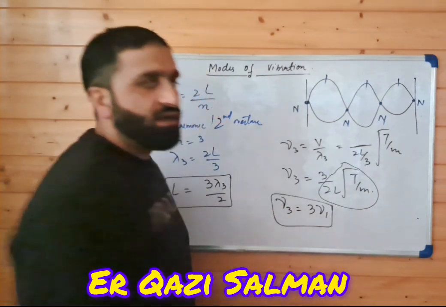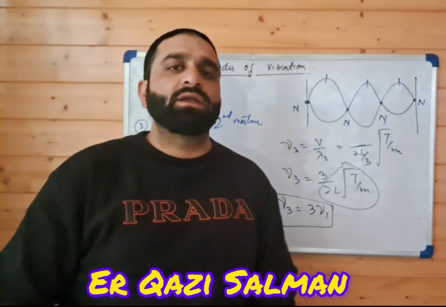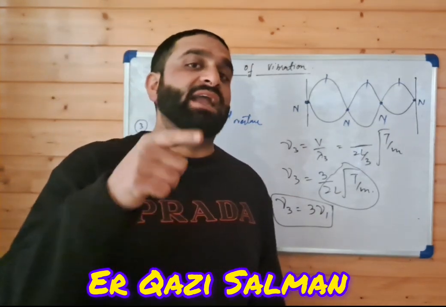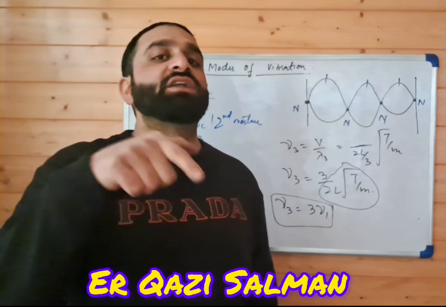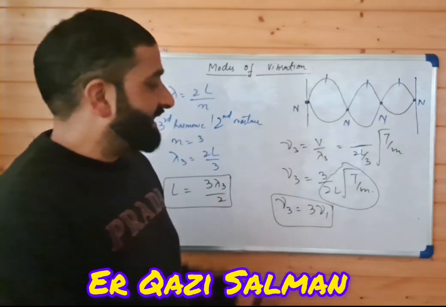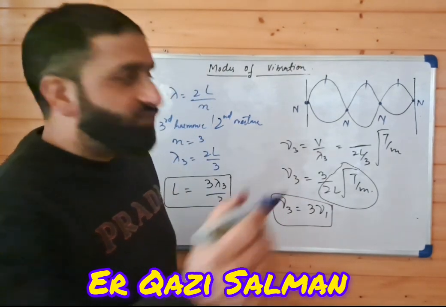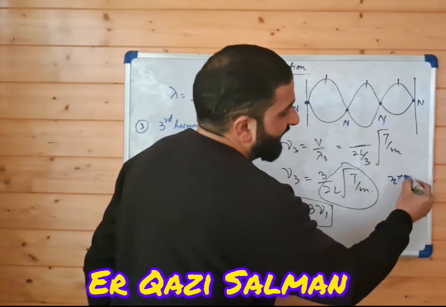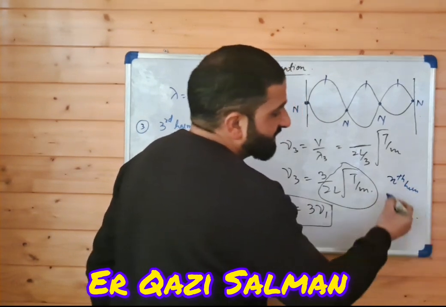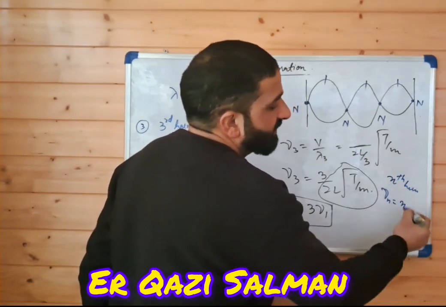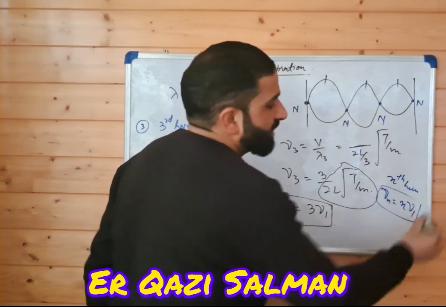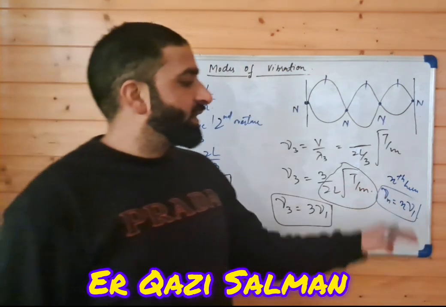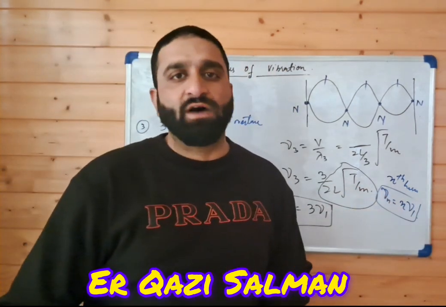So the frequency of the second harmonic is 2 times the first harmonic, and the third harmonic is 3 times the first harmonic. We can generalize it for the nth harmonic. The frequency of the nth harmonic will be equal to n times the frequency of the first harmonic. That is, nu n is equal to n times nu1.